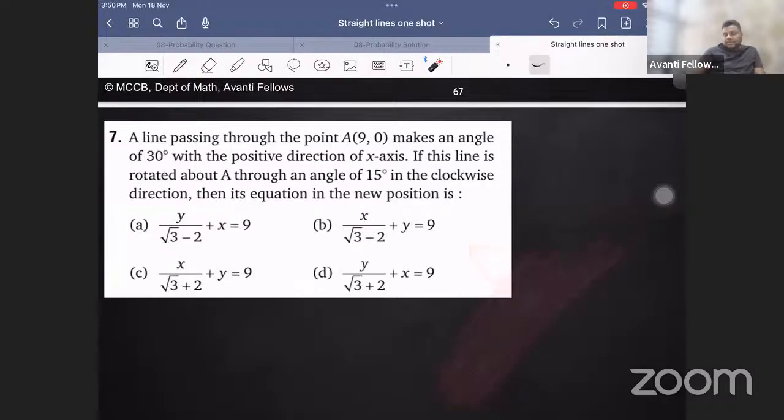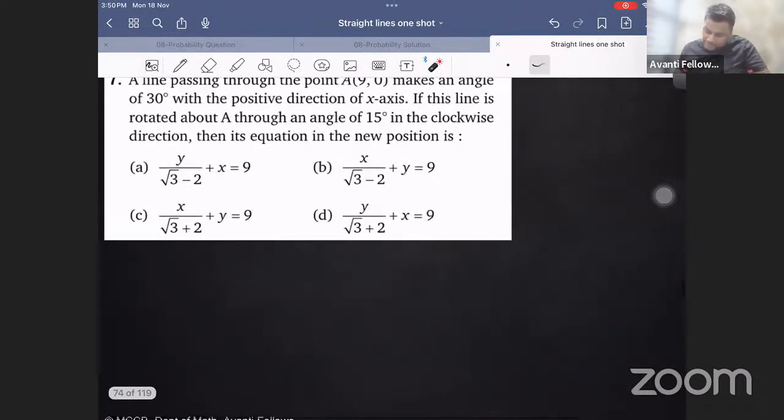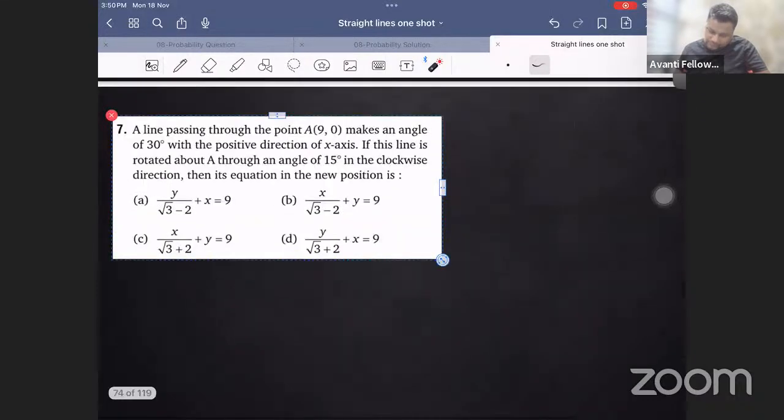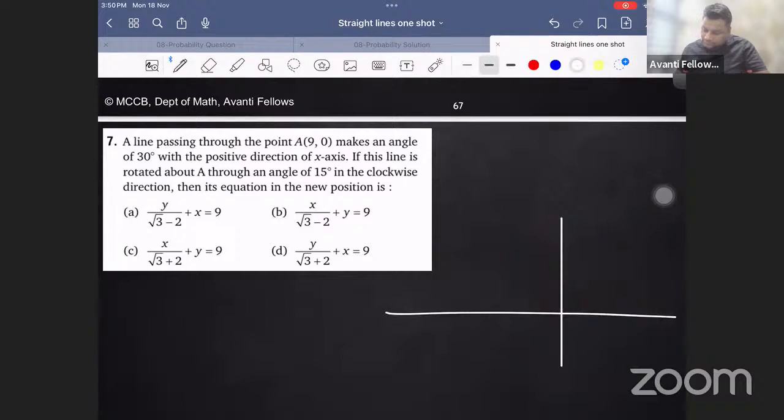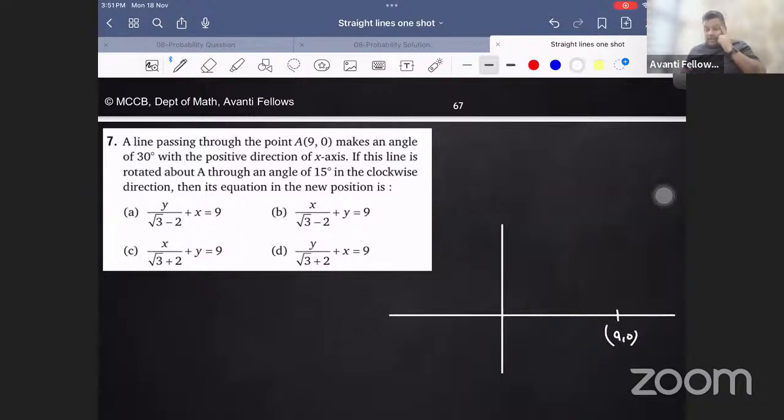Yes, anybody? See, this is very simple. Again, just a diagram can help you. See how. A line passing through the point 9 comma 0. The diagram is like, say there is the point 9 comma 0. They are saying a line makes an angle of 30 degree with a positive direction of x-axis. And the line is this, making angle of 30 degree with a positive direction of x-axis.